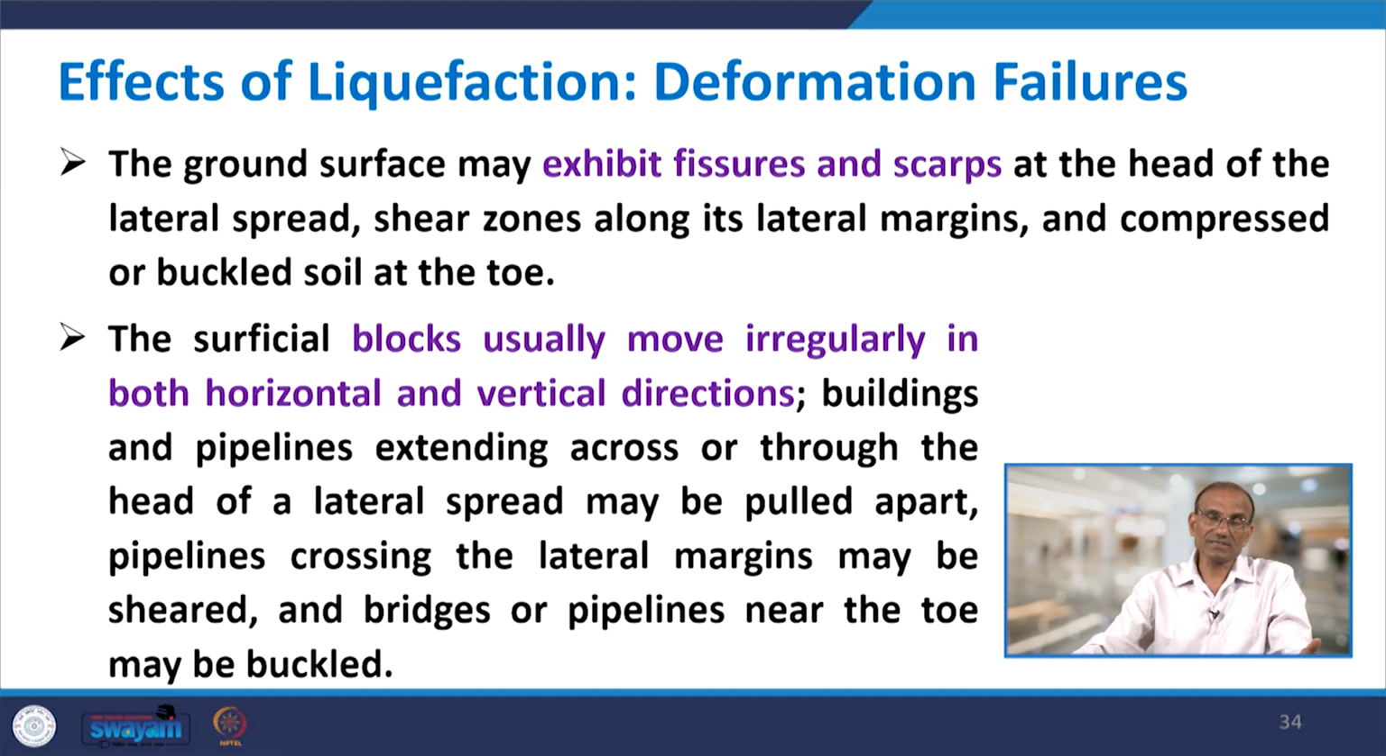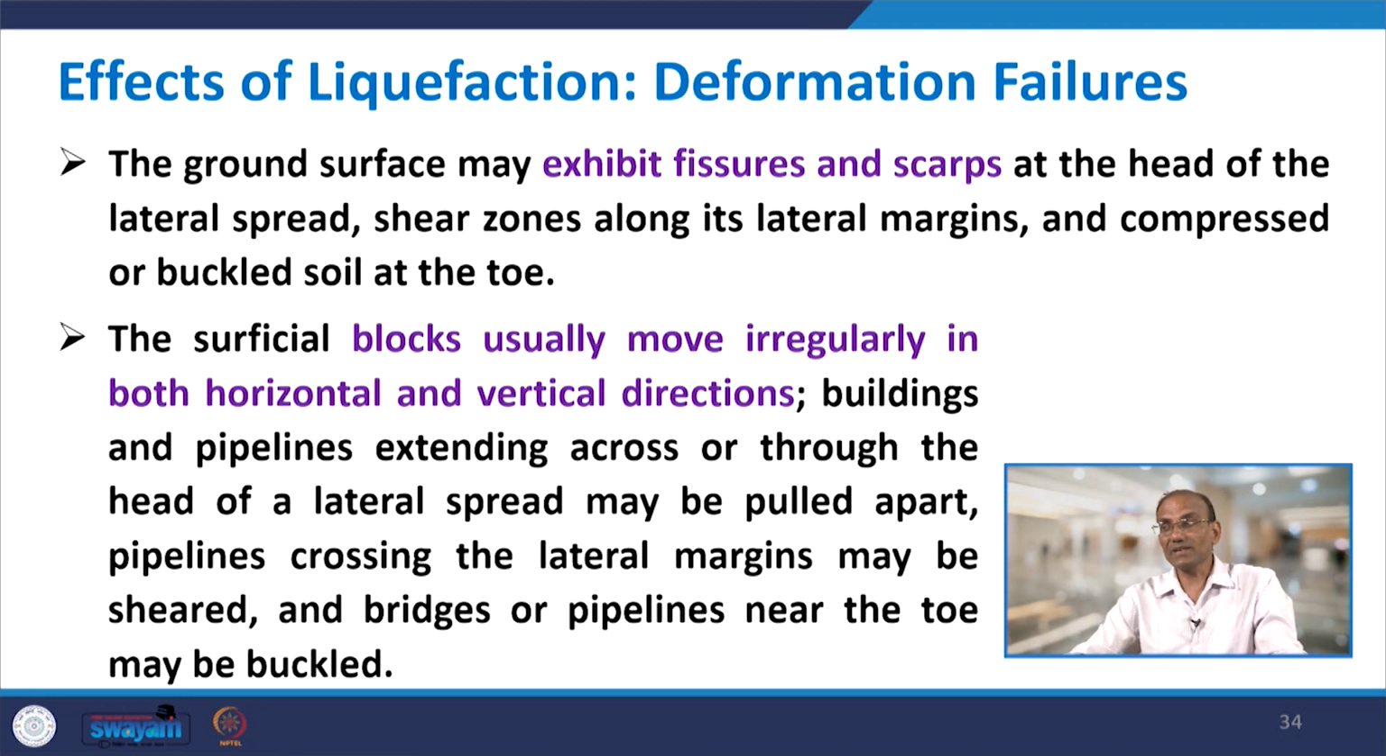Now, we are done with the flow failures. As far as deformation failures are concerned, the ground surface may exhibit what we call fissures and scarps at the head of the lateral spread, shear joints along its lateral margins and compressed or buckled soil at the toe. The superficial blocks usually move irregularly in both horizontal and vertical directions. Buildings and pipelines extending across or through the head of a lateral spread may be pulled apart. Pipelines which are crossing the lateral margins may be sheared, and bridges or pipelines near the toe may be buckled. So, this deformation failure is very dangerous.